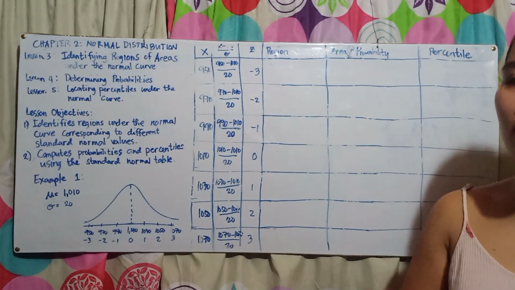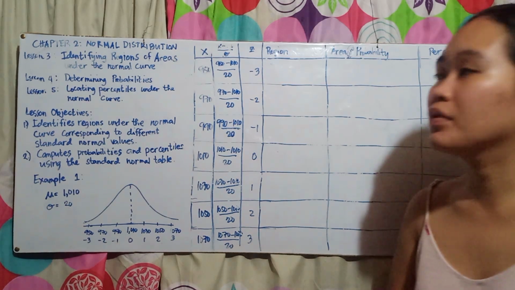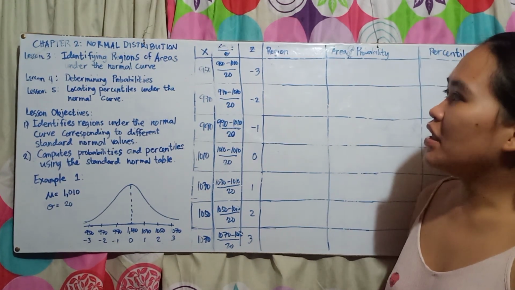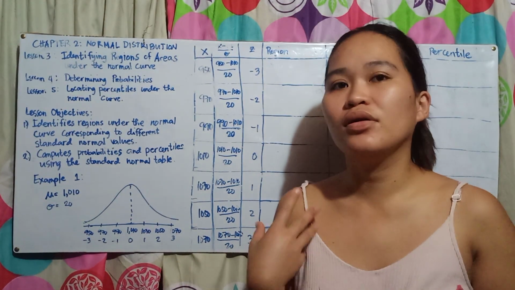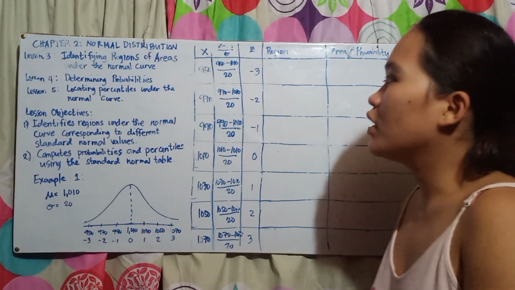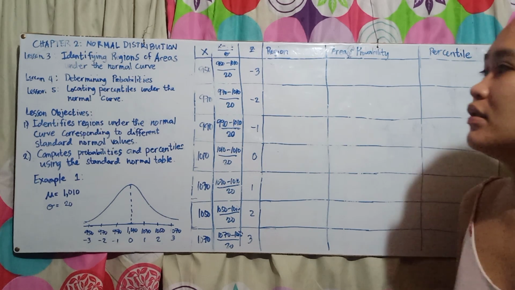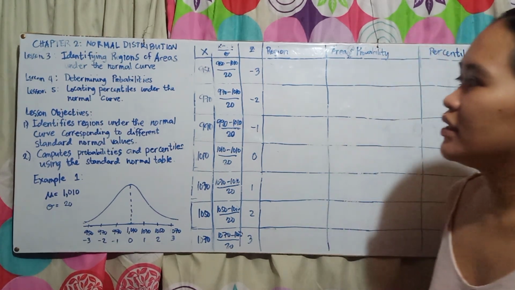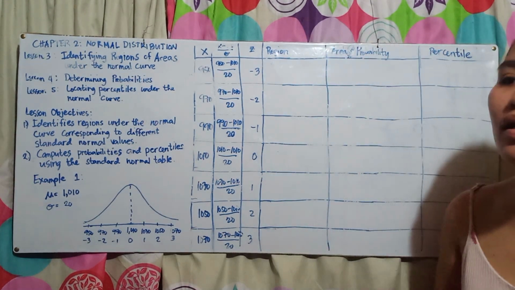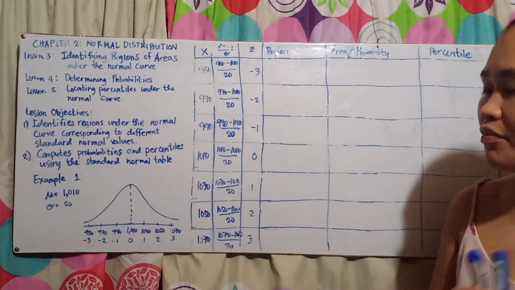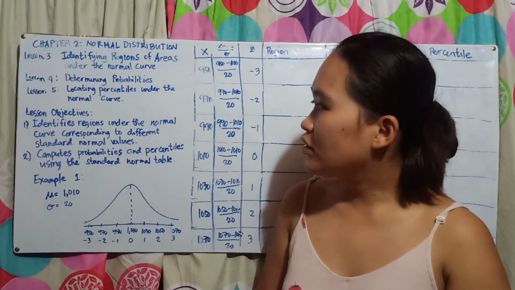Everyone. So this time we're going to discuss lesson 3, 4, and 5 in chapter 2. Lesson 3 is identifying regions of areas under the normal curve. So identify lang natin yung regions. Lesson 4, determining probability. So identify natin ang given probabilities. Lesson 5, locating percentiles under the normal curve. Or, identify natin based sa area ng given or sa result sa area kung pila siya ka percentiles sa ating curve.